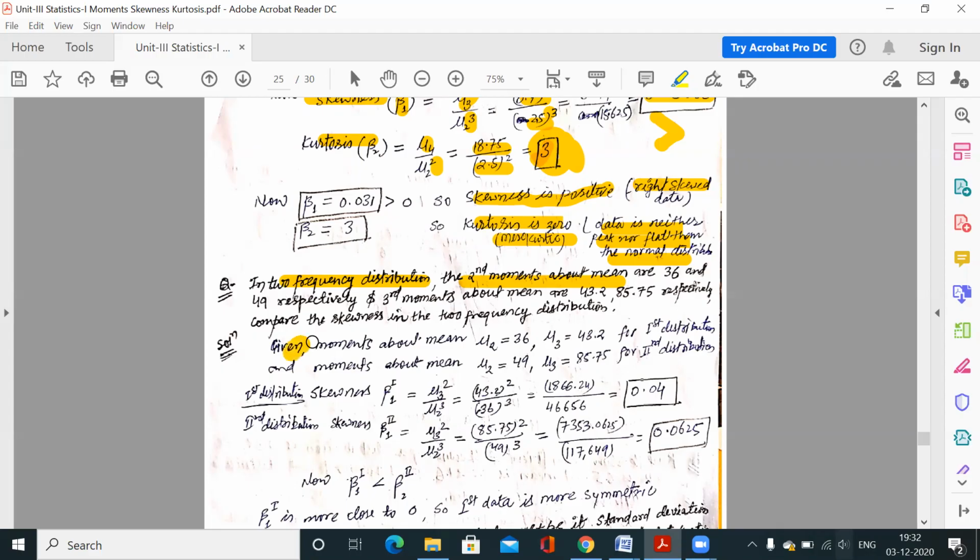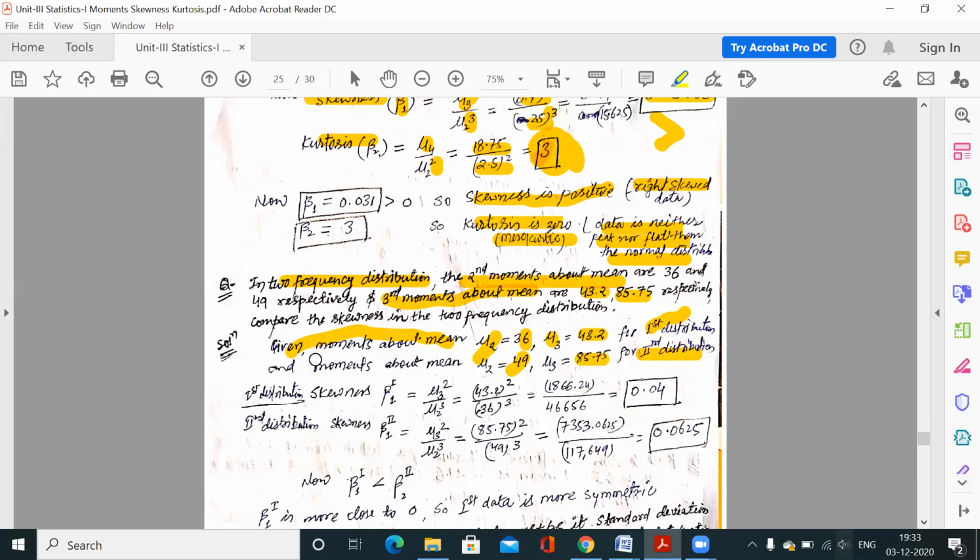So given moments about the mean, what is the second moment about the mean? It is mu2. The second moment about the mean, that means the second central moment, is denoted by mu2. So mu2 is 36 for the first distribution and 49 for the second. Similarly, the third moments about the mean, mu3, for both distributions are 43.2 and 85.75. So mu3 is 43.2 for the first distribution and 85.75 for the second distribution.